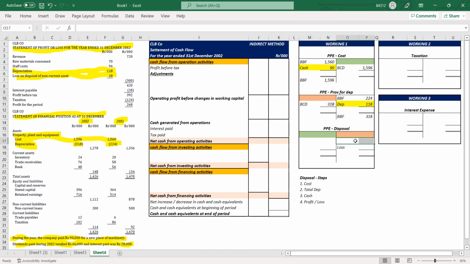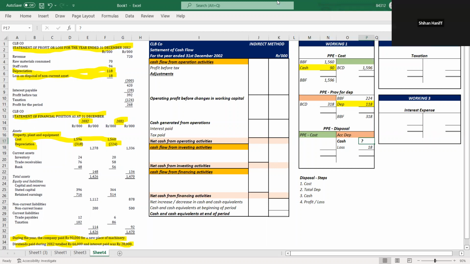Then we don't know the cash amount. Cash amount is not given. This is the cash. This is PPE. The cost. Accumulated depreciation. Loss is 18. Okay, can you all find out the cash received from the disposal? How much is the cash received from the disposal?